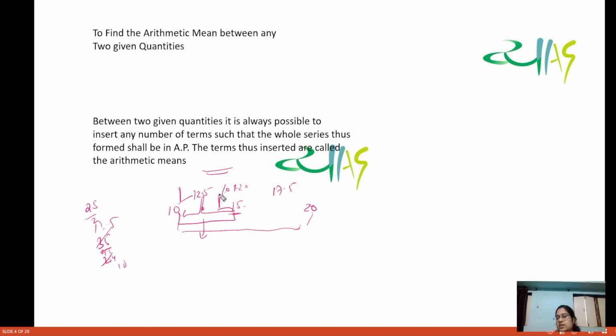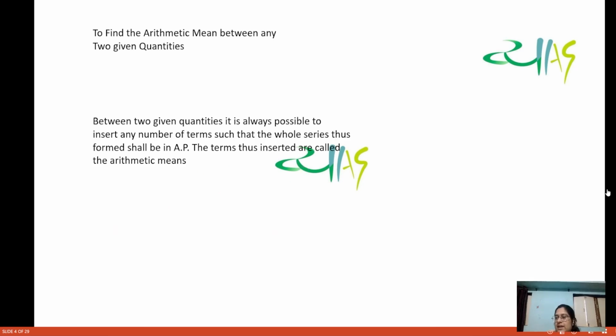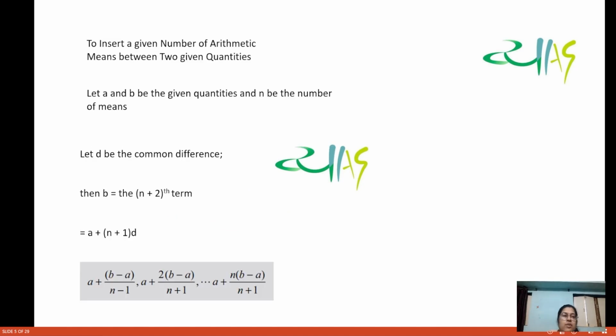Then you can take the addition of these two and have a term. Then again the addition of these two and you will have a term. So see all these numbers which you are finding in the middle, it is not that they will not remain in AP. Every one of them will be in AP. So any number of terms can be inserted. We'll see the application of this concept once we move on to questions.